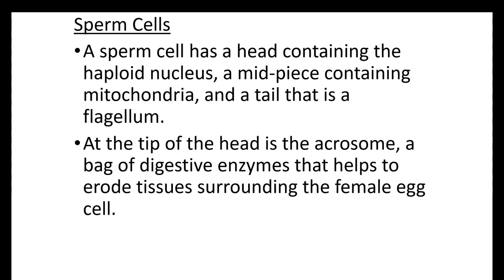Remember, it's going to take a lot of energy to get that sperm cell up the vaginal canal, through the uterus, and into the actual uterine tubes. And so it needs mitochondria and lots of ATP. Also, it's going to have a tail. That's going to be a flagellum, and that's going to help to get it to the area where the egg is. At the tip of the head is going to be what's referred to as an acrosome. That's going to be a bag of digestive enzymes that's going to help to erode the tissue surrounding the female egg.